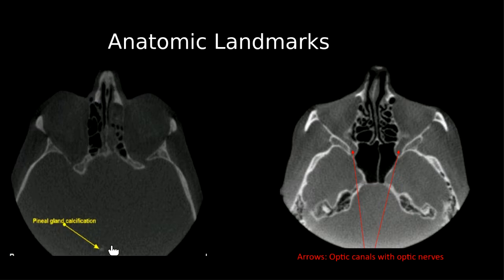And don't worry when you see this. You tend to calcify over a period of time. So the older the patient gets, you see more and more calcification in this area most of the time. And you can see the optic nerves going, you can see this is the optic nerve, you can see optic canals here, which pass through this.